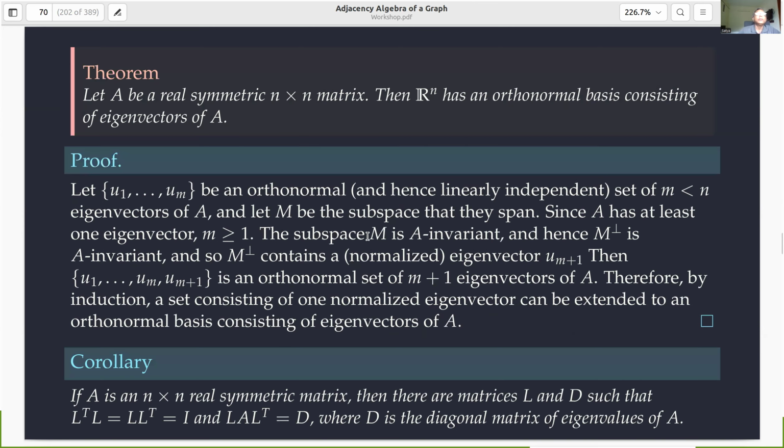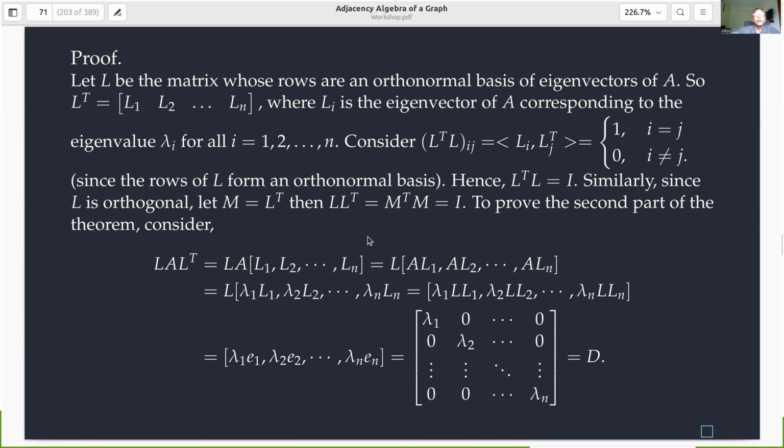With that, we'll prove the main result. A is a real symmetric n by n matrix. Then Rn has an orthogonal basis consisting of eigenvectors of A. So this is the result we need. We are already using this in other courses.